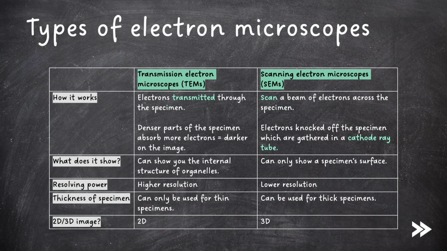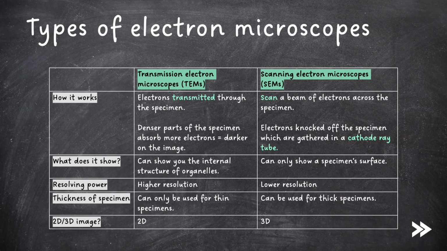Note that there are two types of electron microscopes, transmission and scanning electron microscopes. In transmission electron microscopes, electrons are transmitted through the specimen. Denser parts of the specimen absorb more electrons and thus appear darker on the image. They can be used to visualize the internal structure of organelles. They have a higher resolution than scanning electron microscopes, but can only be used for thin specimens. Transmission electron microscopes generate a 2D image.